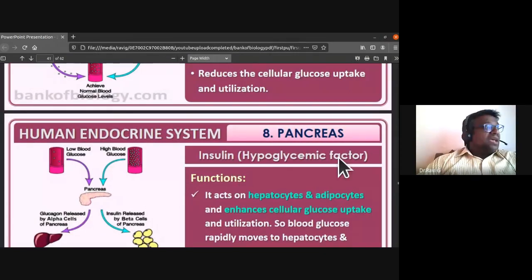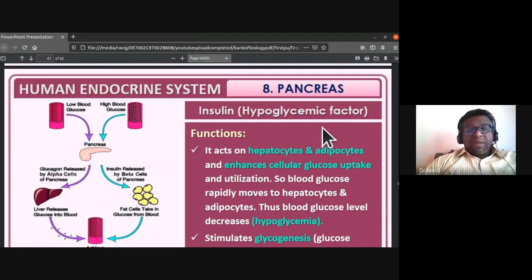Insulin is a hypoglycemic factor. It reduces the glucose level in the blood. That is why we call insulin a hypoglycemic factor. Insulin acts on hepatocytes and adipocytes and enhances cellular glucose uptake and utilization. So blood glucose rapidly moves to hepatocytes and adipocytes, and thus the blood glucose level decreases. We call it hypoglycemia. So insulin reduces the blood glucose level, and we call it a hypoglycemic factor.